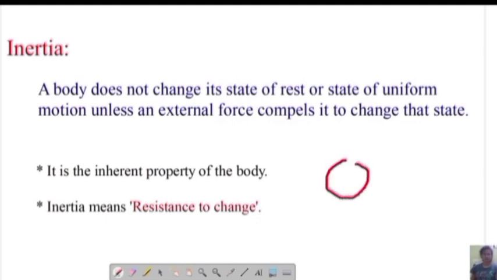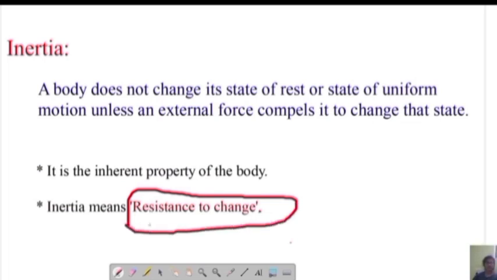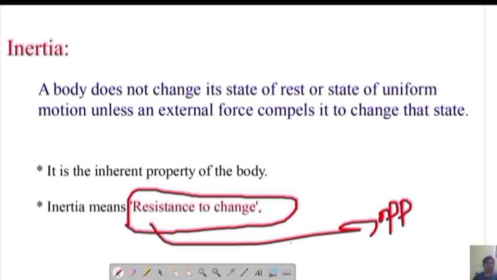Let's consider an object which is on the table, and this object will be in the state of rest itself until you apply the force on it. Here is a characteristic of the body. This is the inherent property of the body, which is there in it. Inertia means resistance to change. Then what does it mean? Resistance means opposition, written in short form as OPP. That is opposition to change the state, either from state of rest to state of motion or state of motion to state of rest.